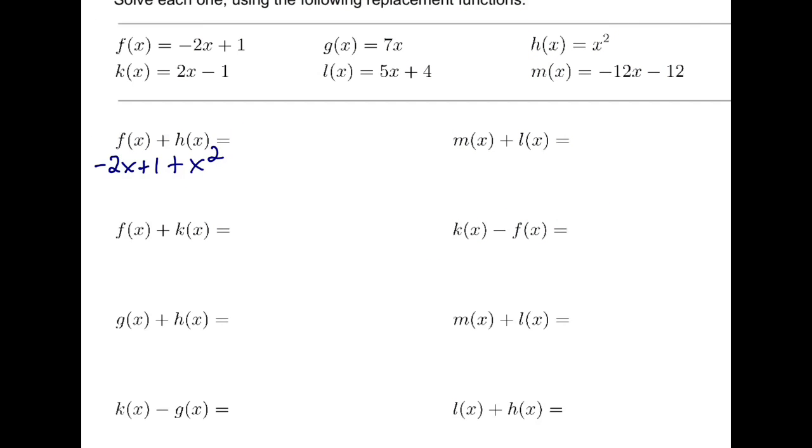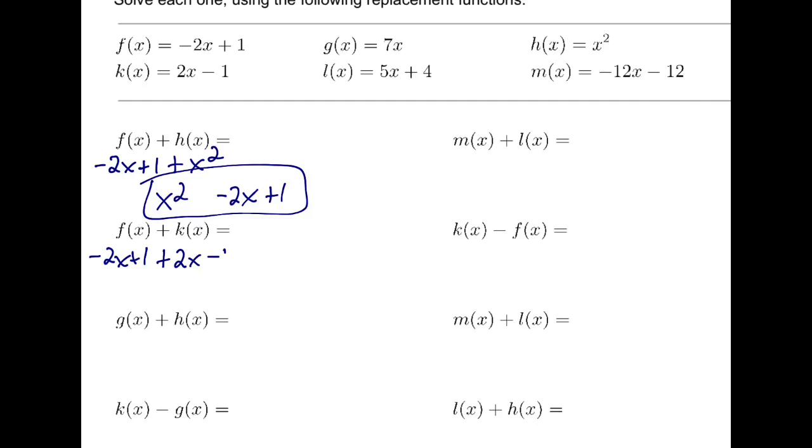For the top left problem here, we have negative 2x plus 1 plus x squared. When we combine like terms, there are none. So if we wanted to, we could rewrite this in conventional order. And that's our final answer. Remember that adding a negative 2x is the exact same thing as subtracting 2x. They're no different. For f of x, that's negative 2x plus 1. And for k of x, I'm looking at plus 2x minus 1. So the 2x's cancel out, the 1's cancel out, and my final answer is 0.